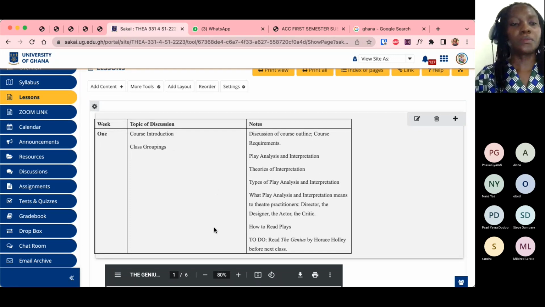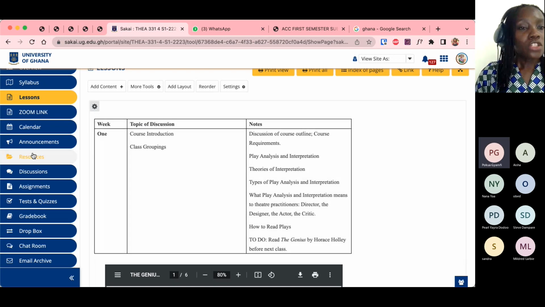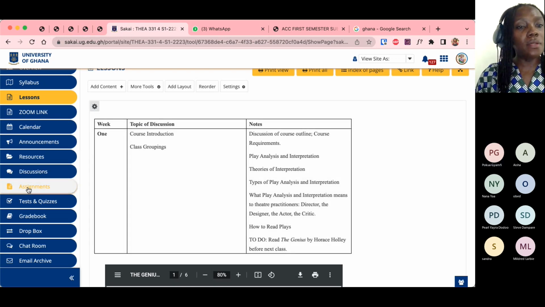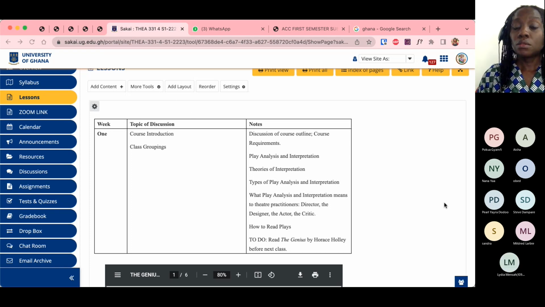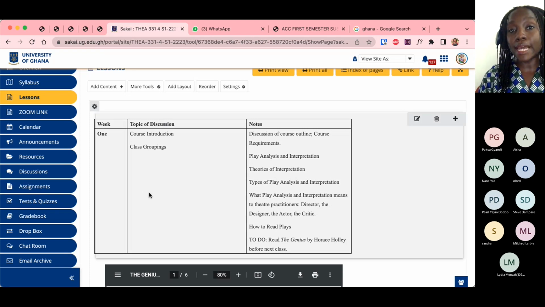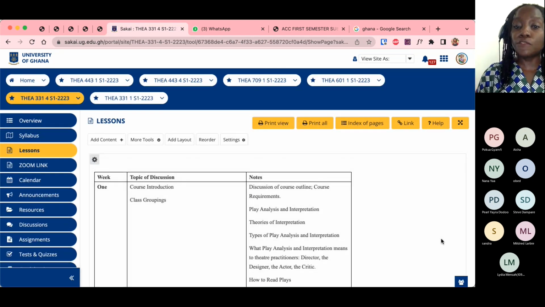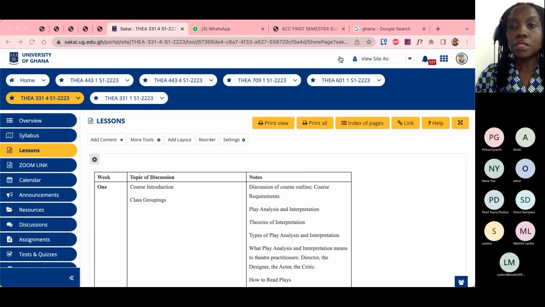Yes, madam. Okay. Yes, please. So you see assignments here. This is where I'll set up all your assignments. This is where you will be submitting your group work and individual work here at assignment. And so when I set it up and I set the dates, you will receive notifications on deadlines and everything else that you need to know.